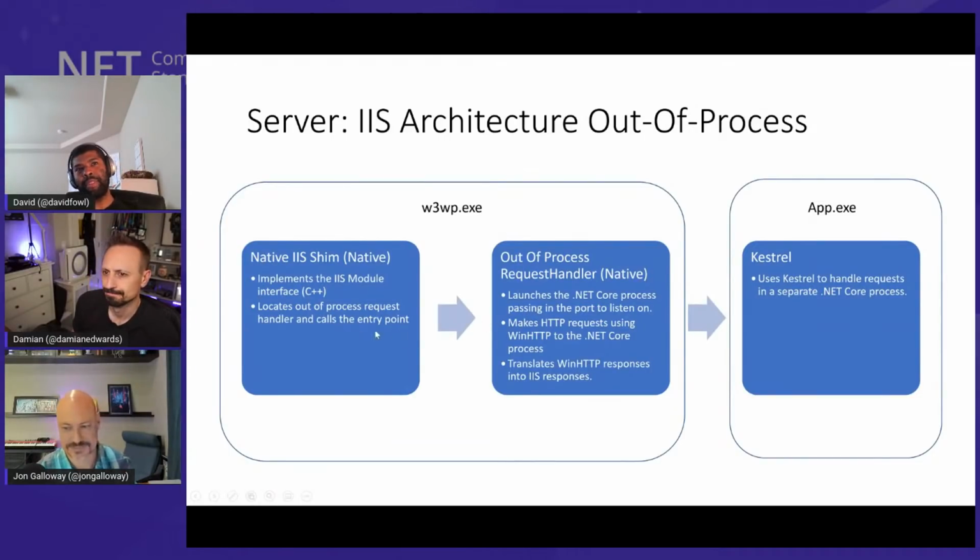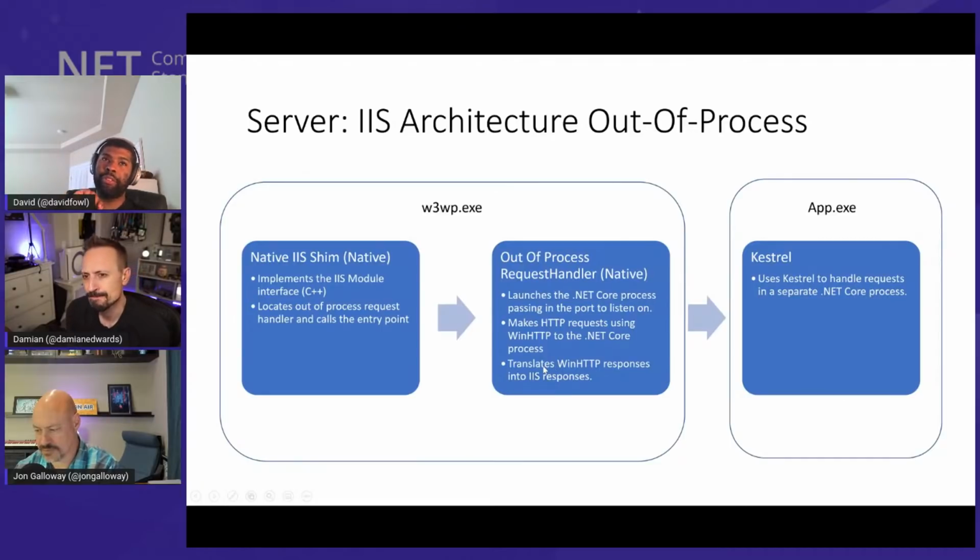If you look at this process, w3wp.exe is the worker process for IIS, and over here is Kestrel. What ends up happening is there are HTTP requests being made for every single request, where we translate the incoming request and send it to the .NET Core process using WinHTTP, which is a kernel mode HTTP client. The same team owns both, which is good. So Windows has a built-in HTTP client and HTTP server, and it uses the HTTP client in Windows to make requests to your application.